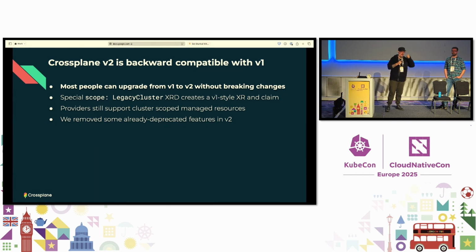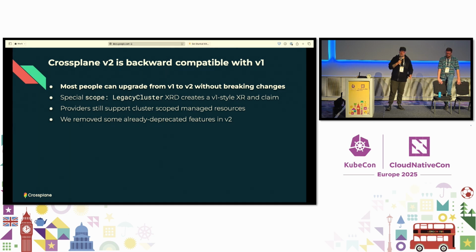We're also adding namespaced managed resource support to all providers, but we're not removing cluster scoped managed resources. So in Crossplane v2, we'll consider v1 style cluster scoped XRs and v1 style cluster scoped managed resources to be a legacy feature. We intend for you to migrate away from those and start using the namespace features, but you don't have to do that as a forcing function to upgrade to v2. You can install v2 and all of your v1 style stuff will still be supported.